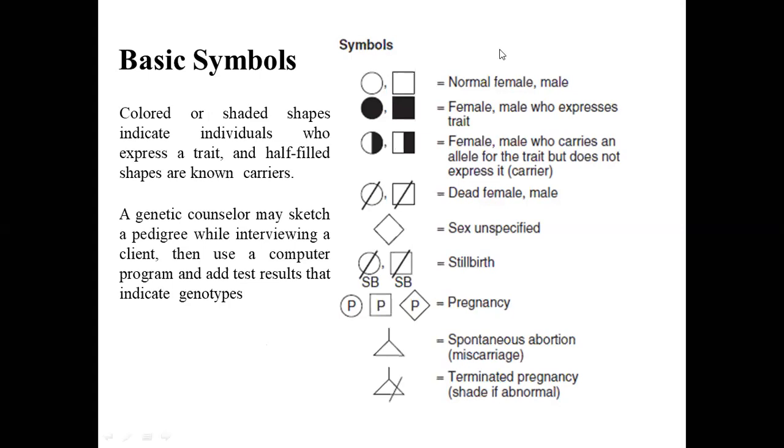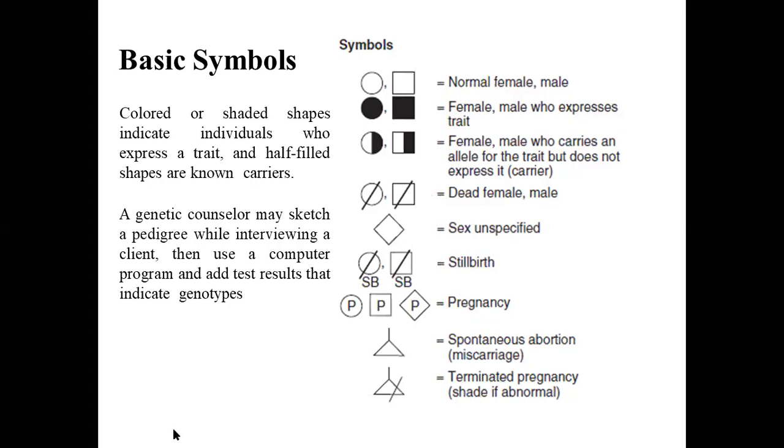Sometimes there is a dot in between, like there is a circle and there is a dot, and there is a box and there is a dot, that also represents the carrier. After that, dead one, sex unspecified, stillbirth. If there is a small line, not the large one, for the dead, and there is an SB written below that box, it is a stillbirth. Stillbirth means that the boy or the girl was born dead. There was no life when it was born, and it's sad news for the parents usually.